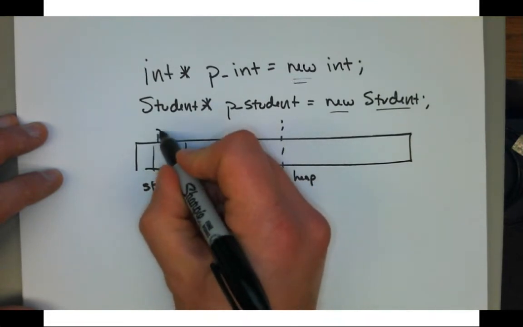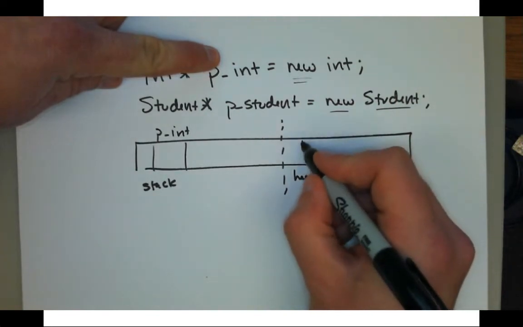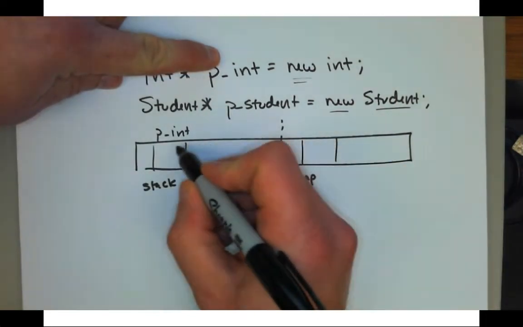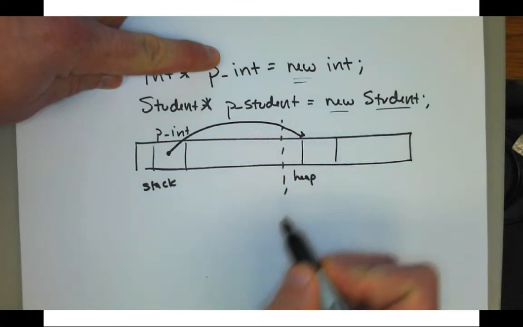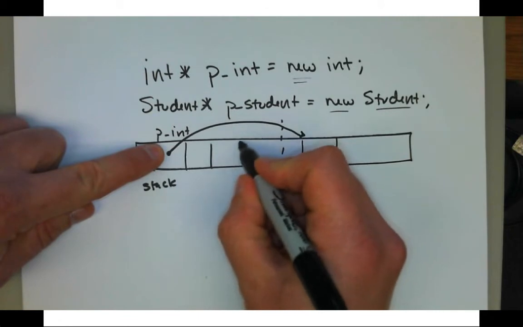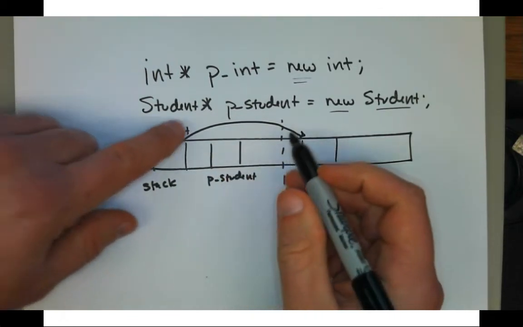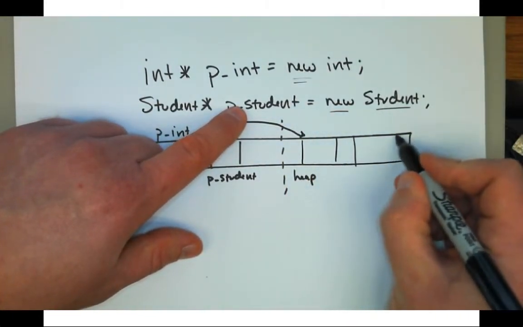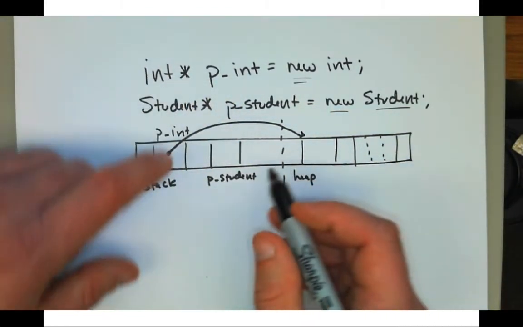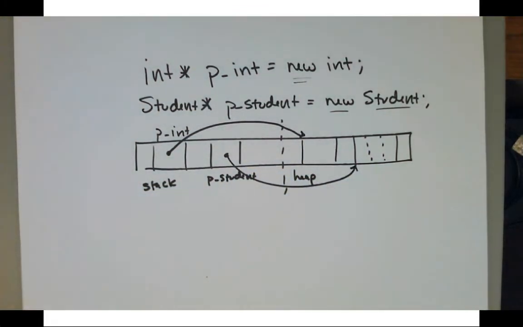Okay, so here we have pint, and when we say we want a new integer, we go and find some room on the heap, and pint refers to that piece of data. Here we have another pointer called pstudent, and we set it equal to the address of some student object on the heap. And again, this is how we manage our heap space.